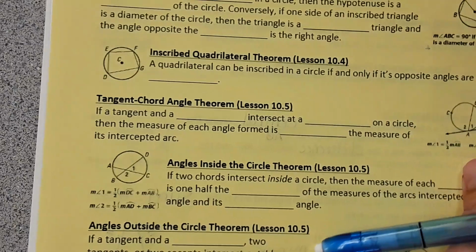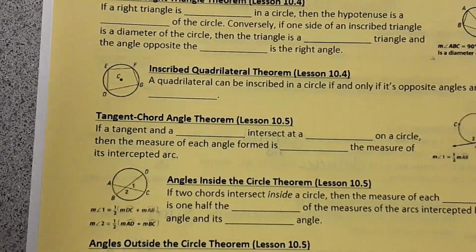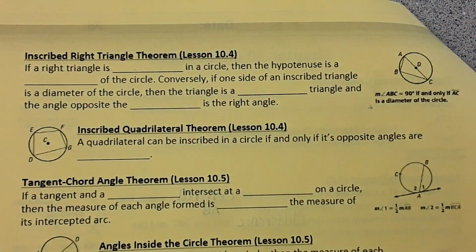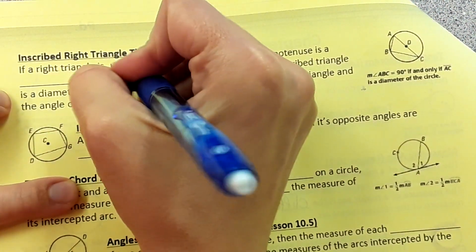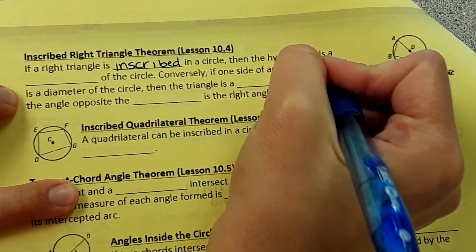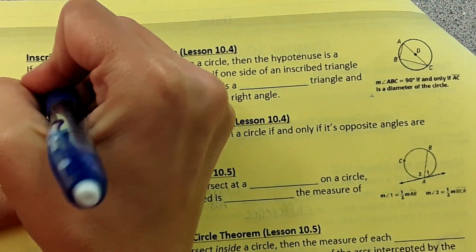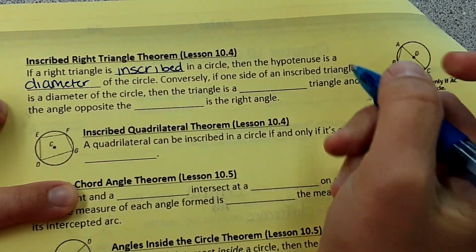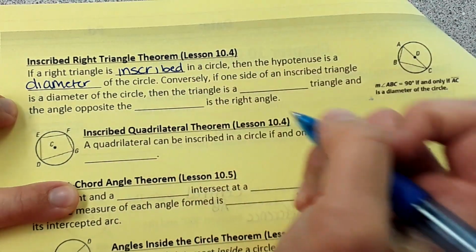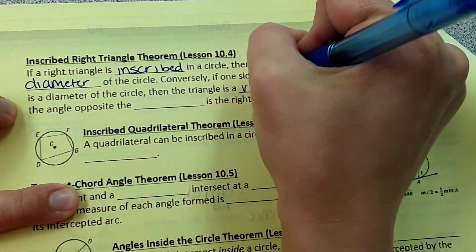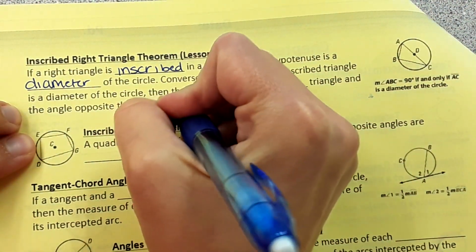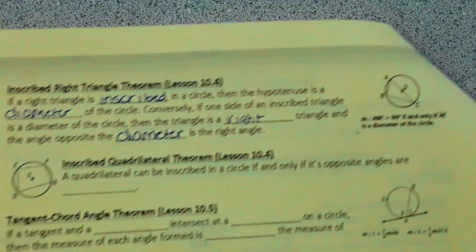And then move on to the back. Okay, for this theorem, we're going to fill in the blanks first. If a right triangle is inscribed in a circle, then the hypotenuse is a diameter of the circle. Conversely, if one side of an inscribed triangle is a diameter of the circle, then the triangle is a right triangle, and the angle opposite the diameter is a right angle. That was a lot, right? Let's look at the picture.